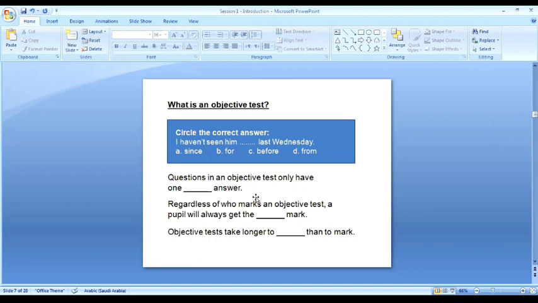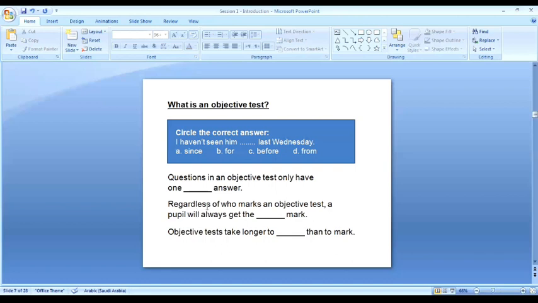Last Wednesday, I haven't seen him A since, B for, C before, and D from. So we would like to see what kind of item or question this is. Questions in an objective test only have one correct answer. Only one correct answer. This is in the objective test.